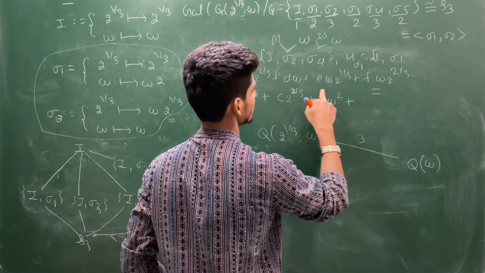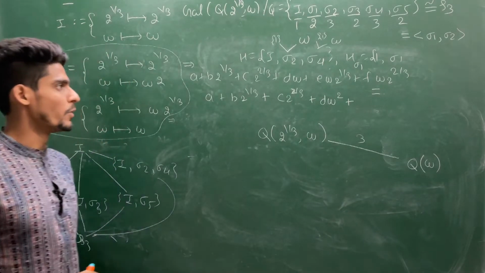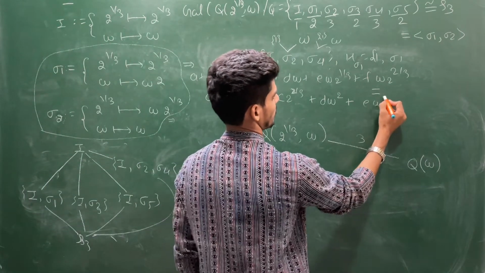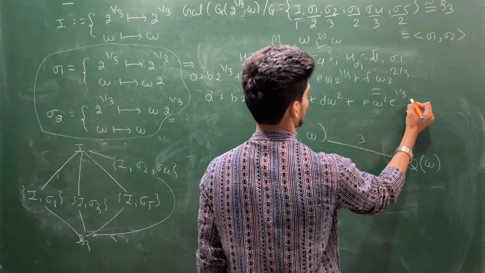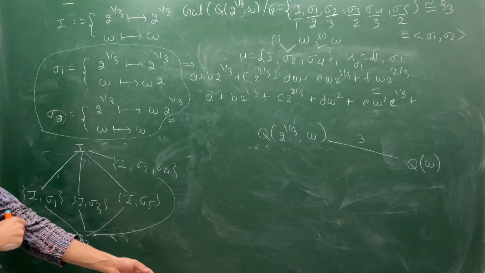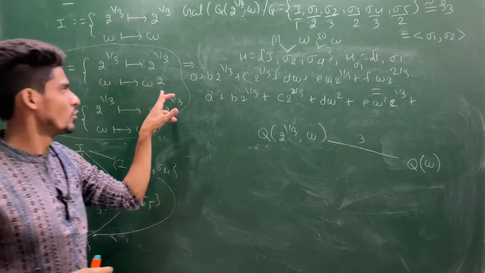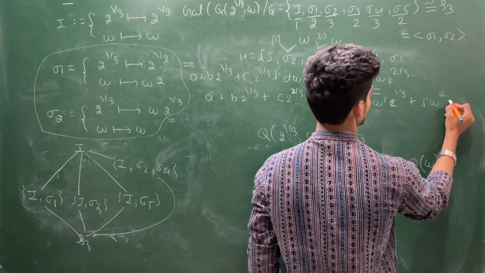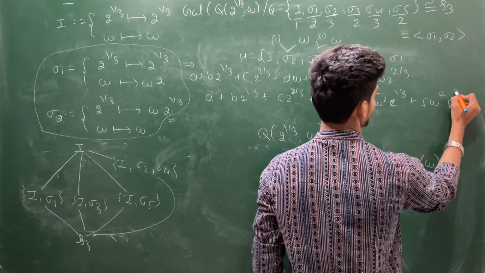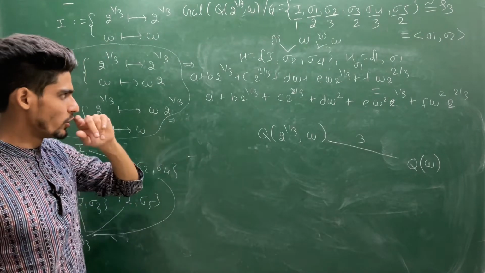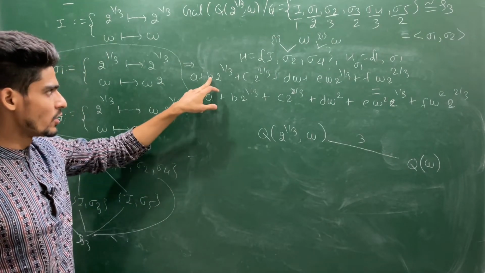Plus E omega times 2 power 1 by 3, omega is going to omega square, so it will be omega square E 2 power 1 by 3, plus F omega 2 power 2 by 3. This will be fixed, so it will be plus F omega square 2 power 2 by 3. But now you can compare, this A will get cancelled out.